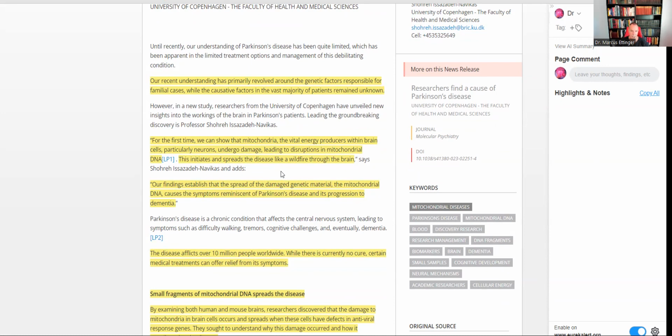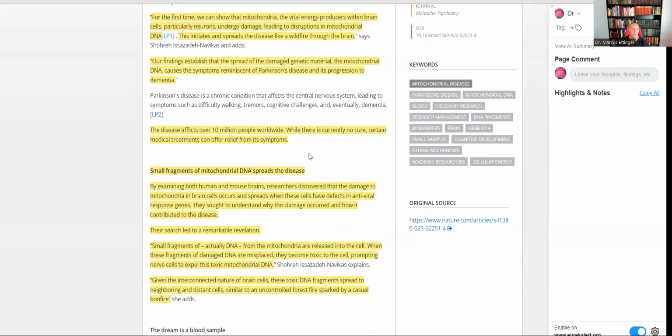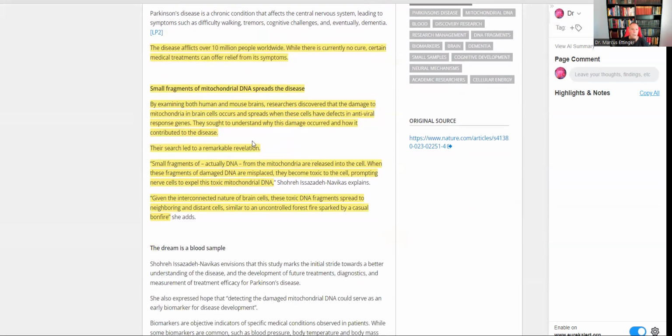So they're zombie cells, they're senescent, they're corrupted, they're poisonous. This initiates the spread and spreads the disease like wildfire through the brain. Our findings establish that the spread of the damaged genetic material, the mitochondrial DNA, causes, now remember, this is bad, corrupted DNA, not obviously the healthy stuff, causes the symptoms reminiscent of Parkinson's disease and its progression to dementia. The disease affects over 10 million people worldwide. While there's currently no cure, certain medications can offer relief of its symptoms. Now, small fragments of mitochondrial DNA spread the disease.